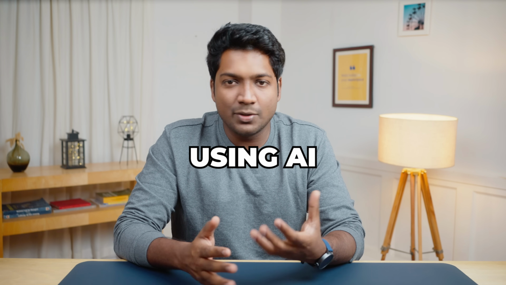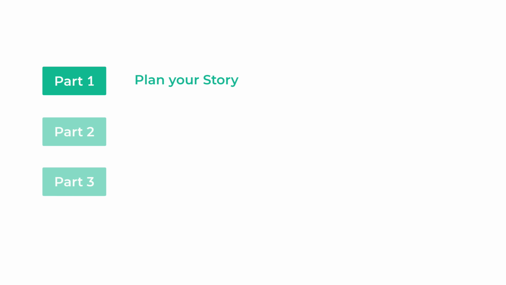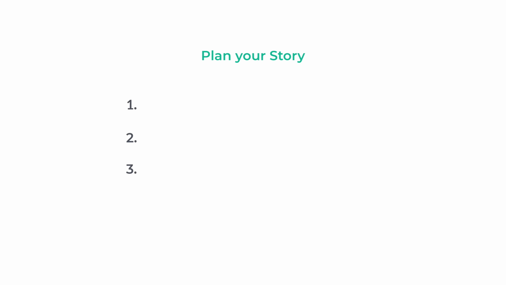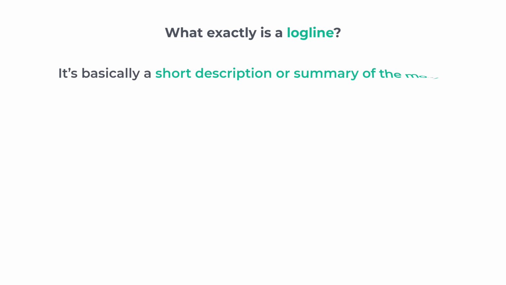We are going to write a screenplay using AI in just 3 parts. The first part is to plan your story. To do this, we're going to do 3 steps. The first step is to create a logline. But what exactly is a logline? It's basically a short description or summary of the movie.